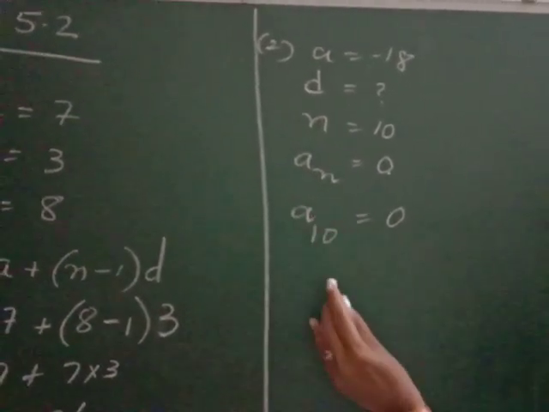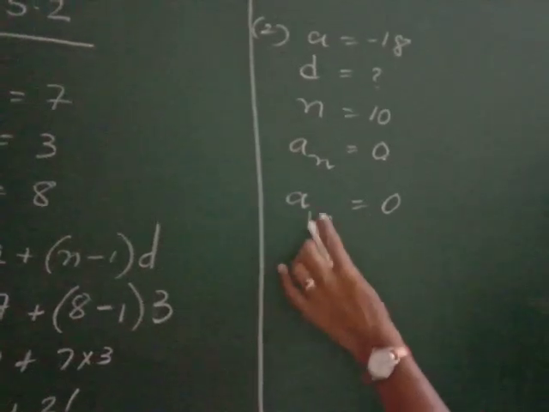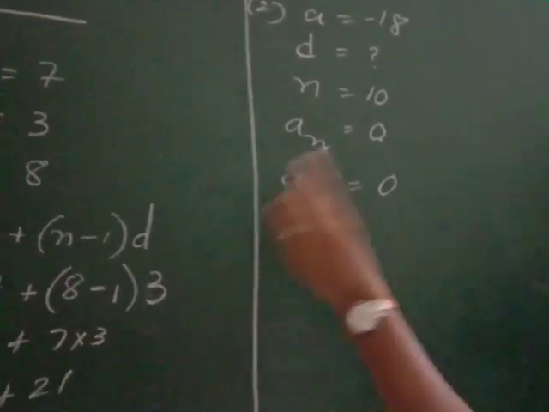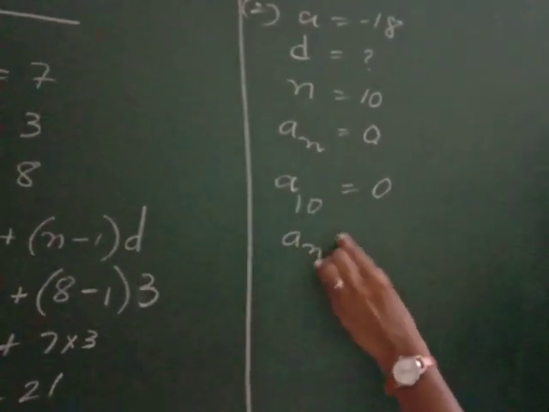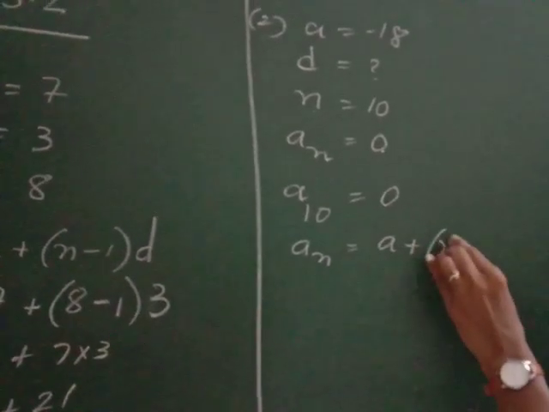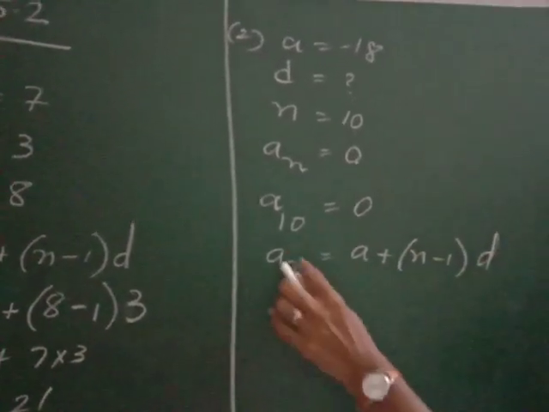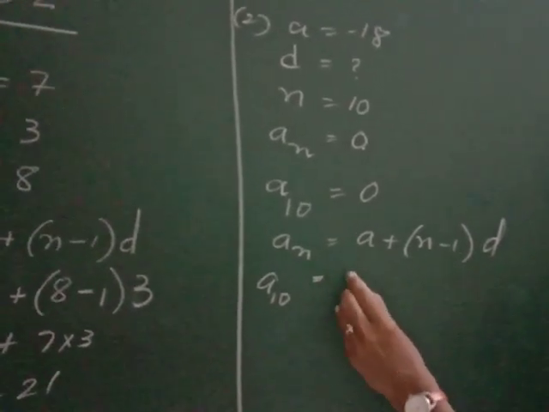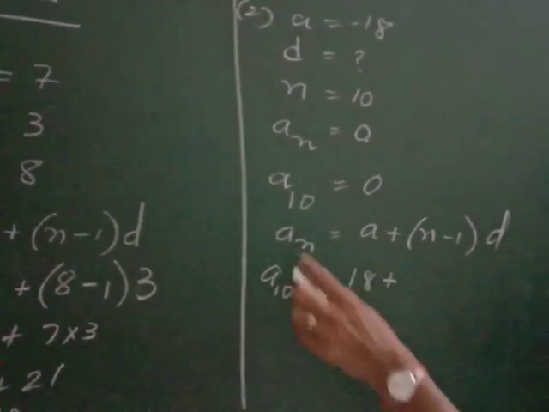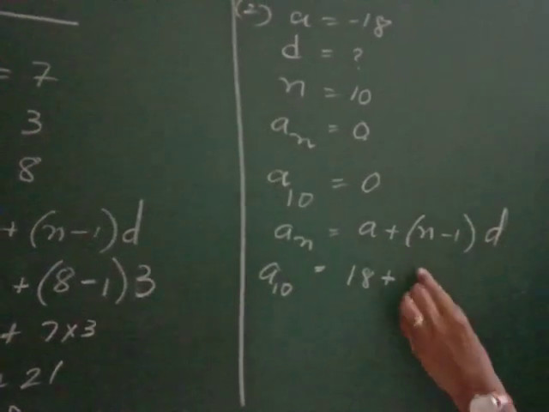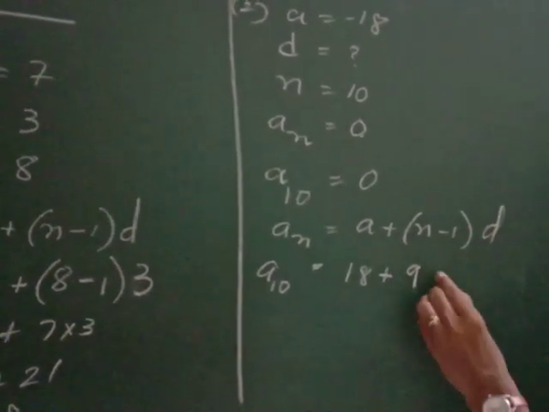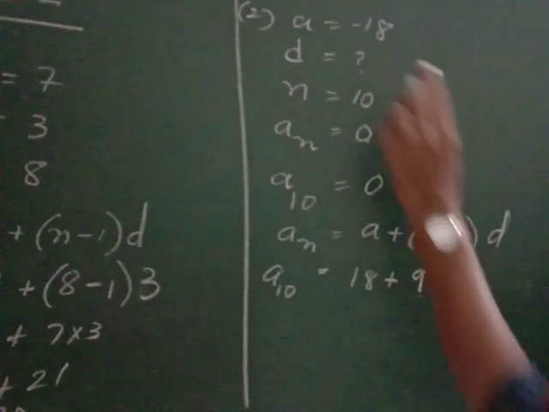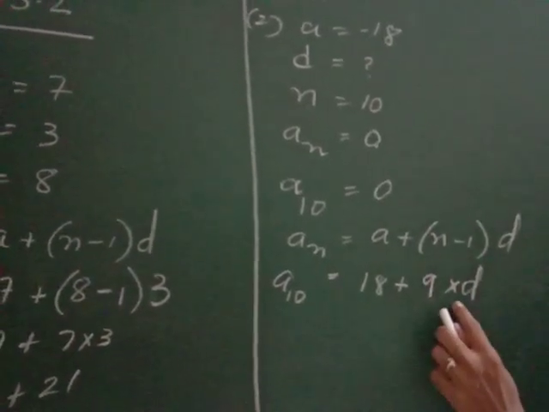Okay, now what is the formula for finding the nth term? Here N is 10. So first of all write down the formula. AN is equal to A plus N minus 1 D. Here N is 10. So I will put A10 is equal to, what is A? Minus 18 plus, what is N? 10. 10 minus 1, 9. I am writing directly. Into D. What is D given? D is not given. D we have to find.